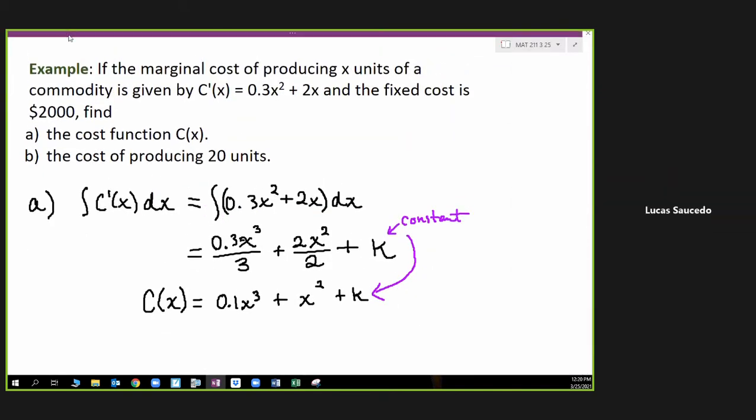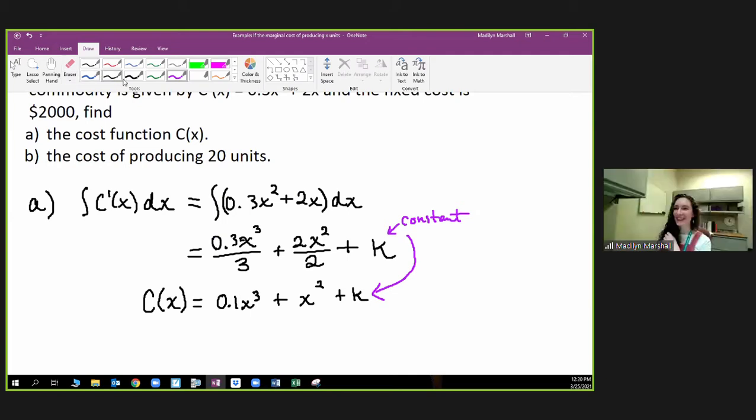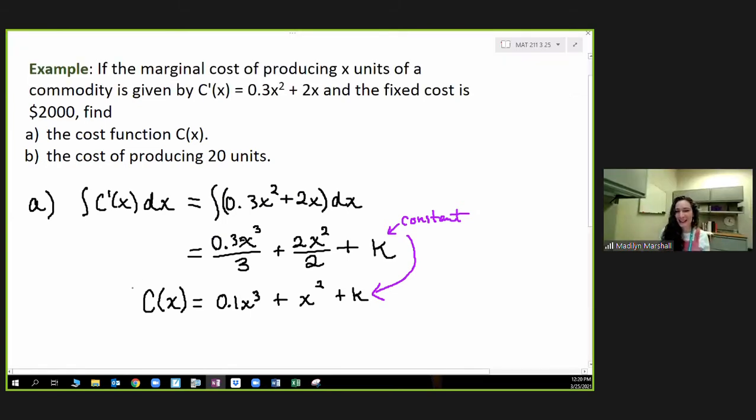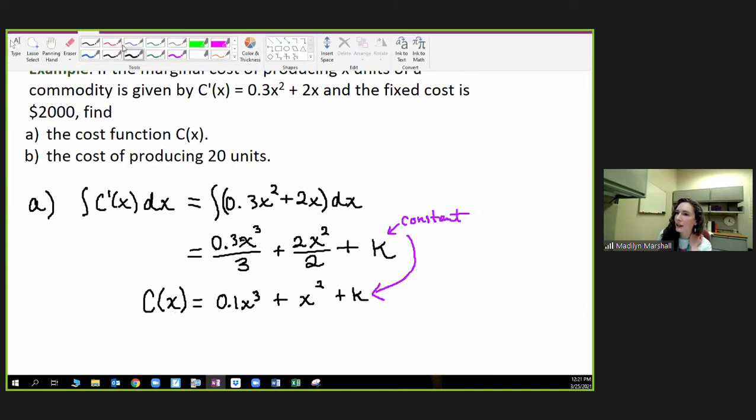It's not 2000. Yes, it is 2000. So we do know what it is, we just didn't have it in the equation yet. So the fixed cost that we're told is the cost that does not depend on x. So those would be like setup costs, rent, whatever, things that are fixed and do not depend on how much we are producing. So the fixed cost is going to be that K.